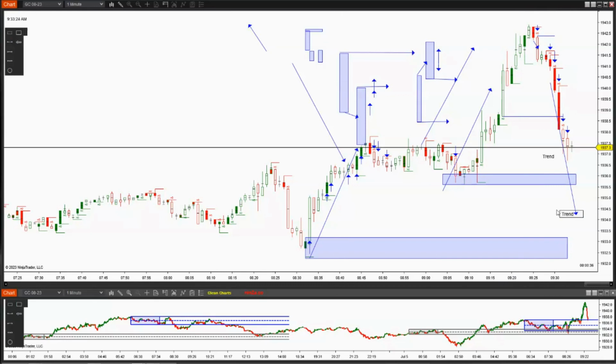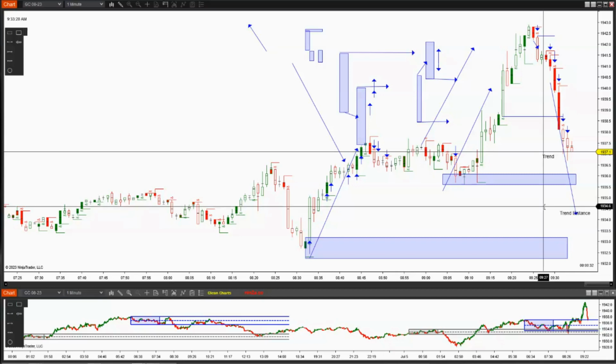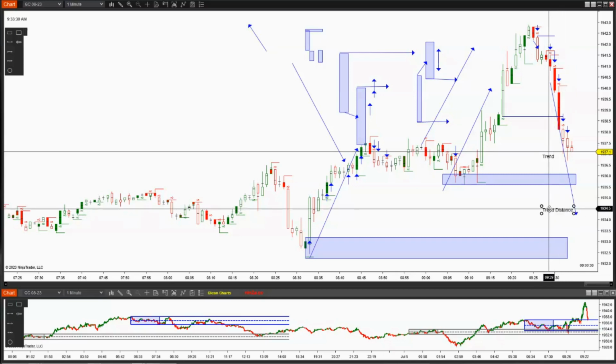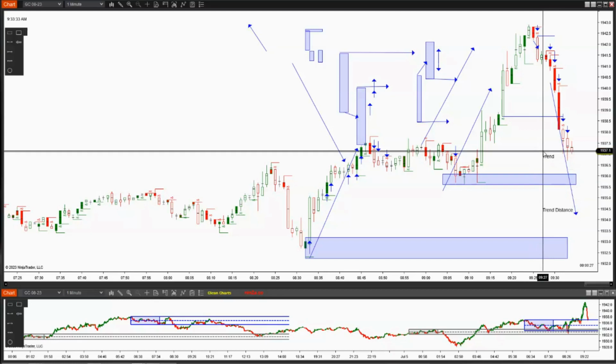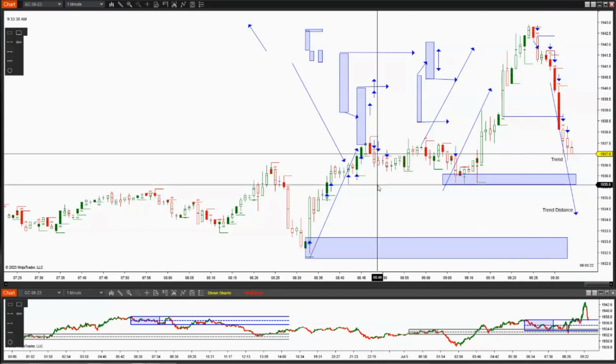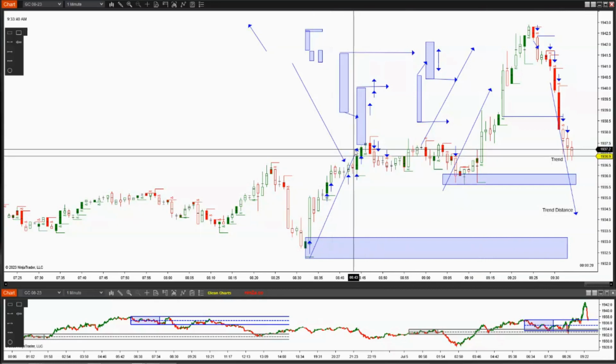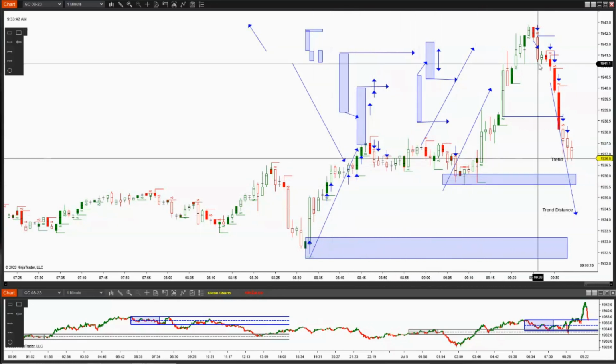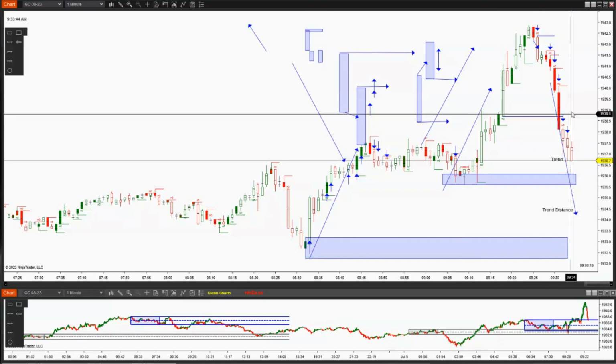Oftentimes, once they set the trend, they'll turn around on you. So you got to be careful about that. Once they set that distance, occasionally they'll just keep running on, but most of the time they'll turn around on you, and then of course, go the distance of the trend. So just be careful. Just like over here, when they set the trend here, they kind of pulled back and then they took off again. Let's see if they'll do that here.